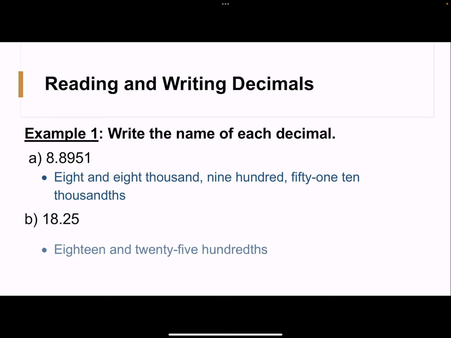In example B, we're going to read to the left of the decimal point as if it were a whole number, 18. We read the decimal point as the word "and." Read the numbers to the right of the decimal point as a whole number, 25, and then put its place value. That's tenths, hundredths. So we're going to end with hundredths. 18 and 25 hundredths.